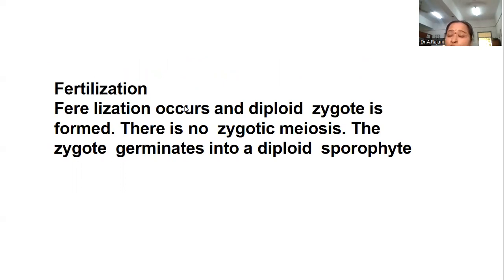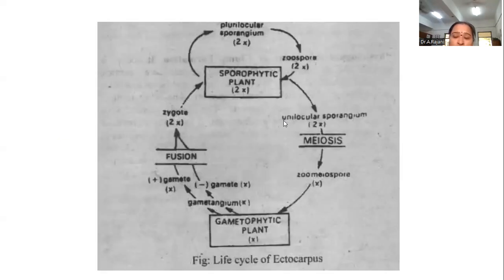There is no zygotic meiosis. This is also very important. The zygote germinates into a diploid sporophyte. Finally, meiosis is not there at this stage, which produces the diploid sporophyte plant. See, this is the structure you can observe in the life cycle. Plurilocular sporangia produce zoospores and form the sporophytic condition. And see here, the gametophytic plant produces the unilocular sporangia.